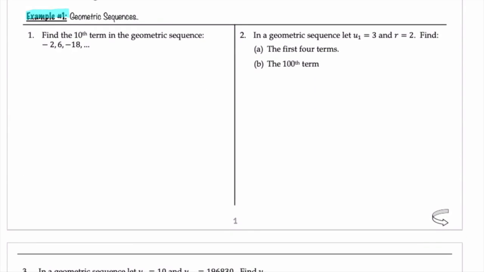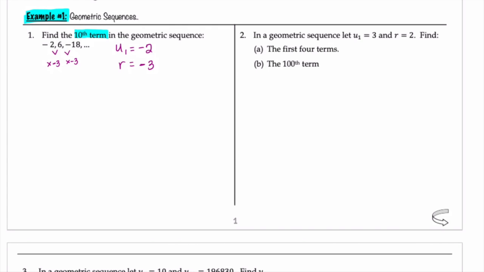Example number 1, geometric sequences. Number 1 says find the 10th term of the geometric sequence. So first thing I'm going to do is identify two important pieces. I need to know the first term, and I need to find out what the common ratio of the sequence is. So the first term is -2, and our common ratio is -3, multiplied by -3.